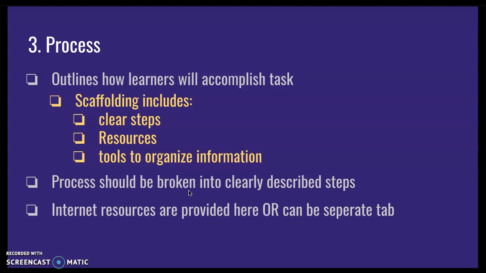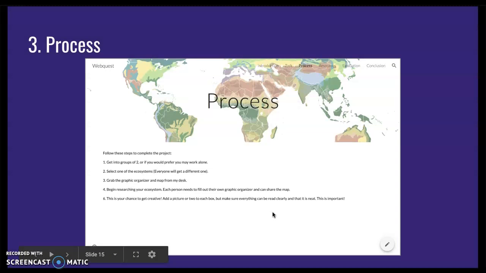So set the expectations here. And as I mentioned, the internet sources that you provide, or again, documents maybe you upload from your Google Drive, for instance, if you're using Google Sites, this can be either here or on a separate tab. So here's your process tab, follow these steps, get into groups, and you can see here very clearly she has her steps written out.